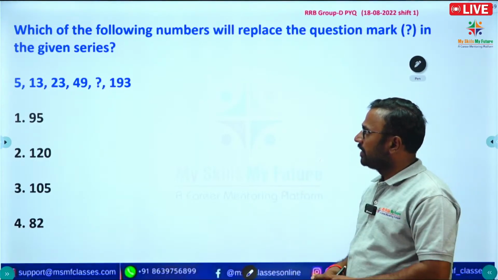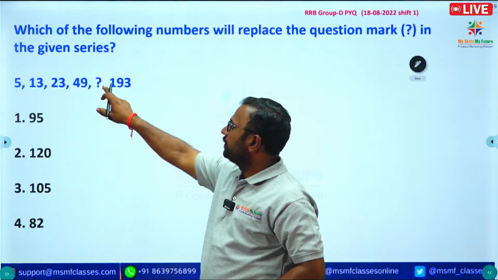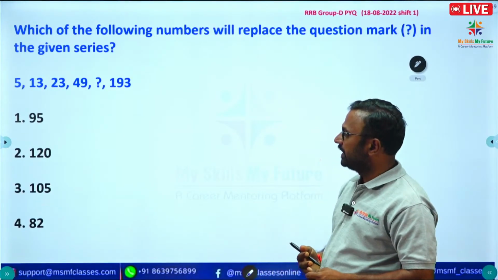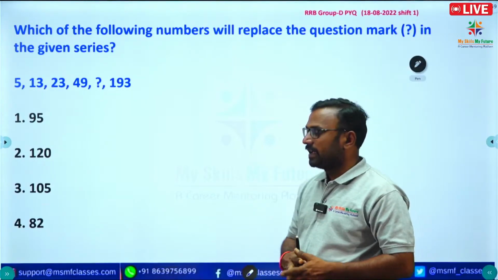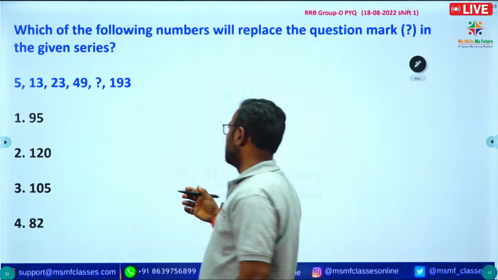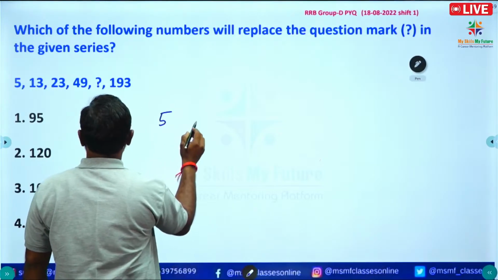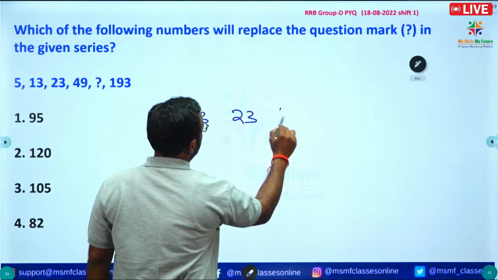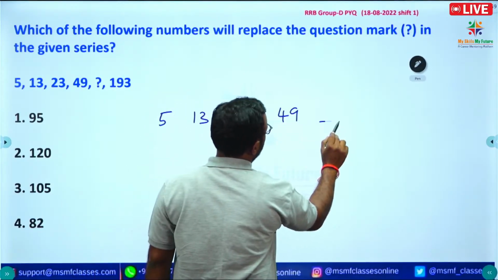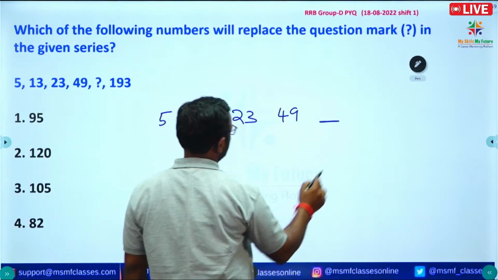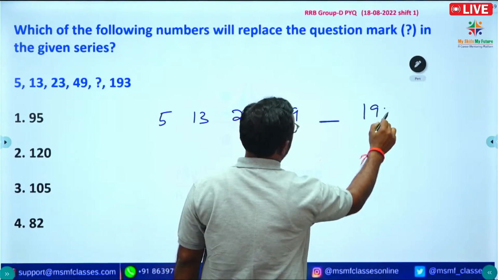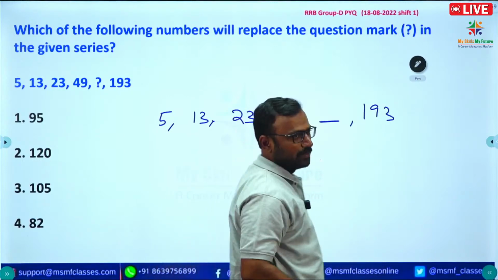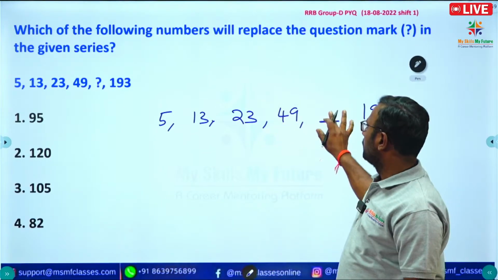So a series is given, we need to find which number will come in the place of question mark. Options: 95, 120, 108, 105, 82. The series given is 5, 13, 23, 49, question mark, 193. So these are the numbers given in the number series. What will come in the place of question mark?